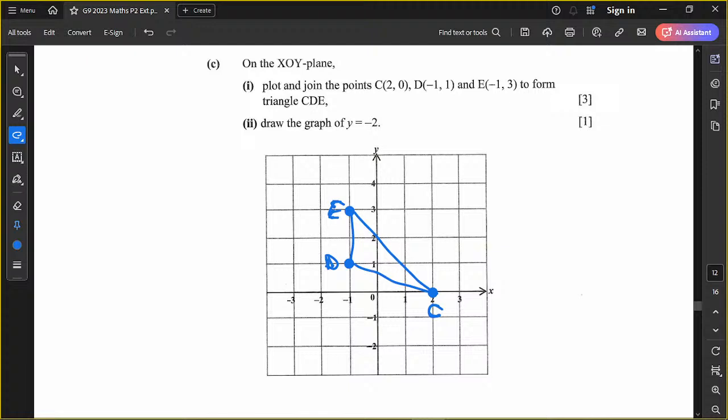Okay, the next question is question C2, which is draw the graph of y equals -2. When we are drawing the graph of y equals -2, that means every point we come up with should have the value of -2 on the y-axis. So we can have something like this.